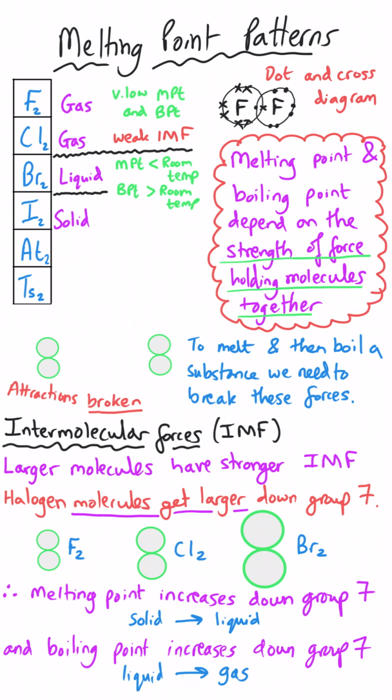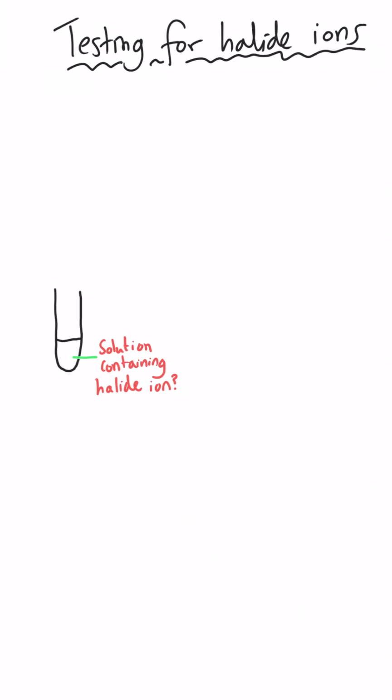The intermolecular forces in iodine are so strong that iodine is a solid at room temperature. There isn't enough energy to overcome those forces and make the iodine melt. The last thing that I want to remind you of about group 7 is that you need to know how to test for the presence of particular halide ions.